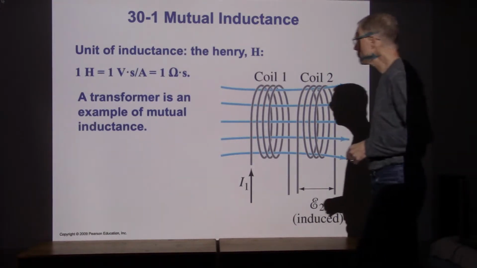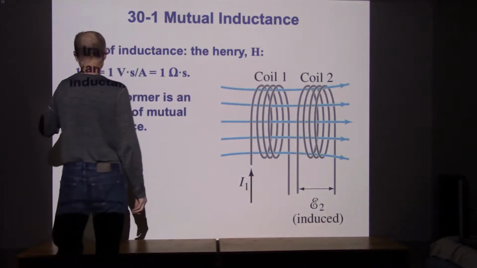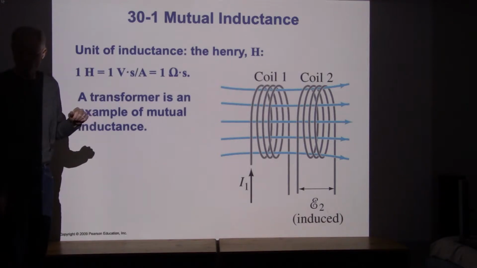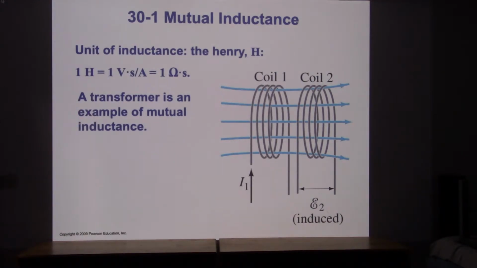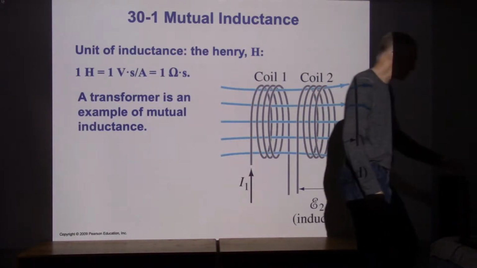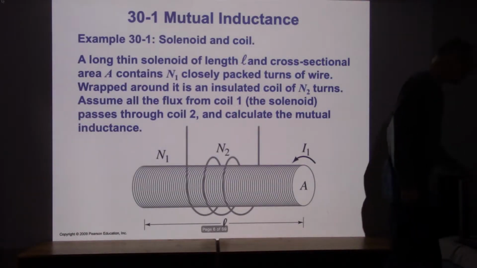Mutual inductance. Now, the units for this are henries, which is a good name for a unit, right? A henry. And a transformer, it says, is an example of mutual inductance. So let's look at their example.